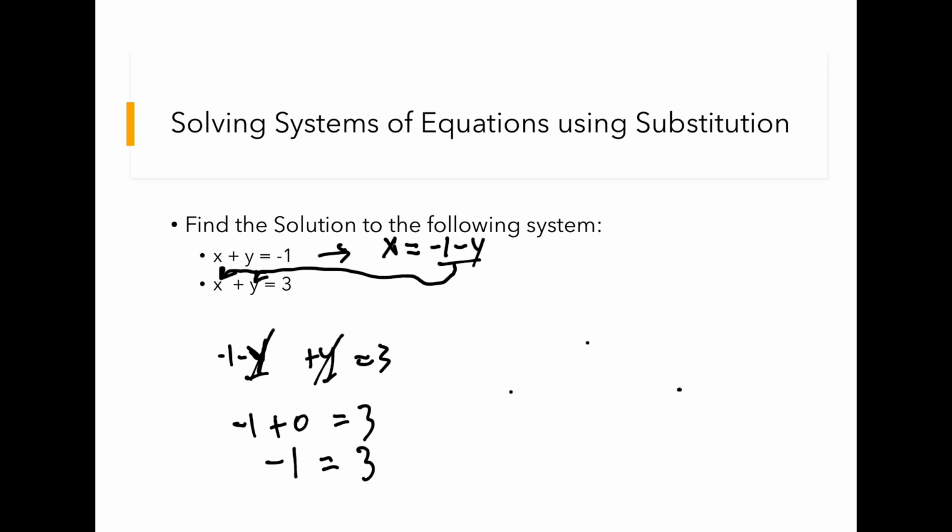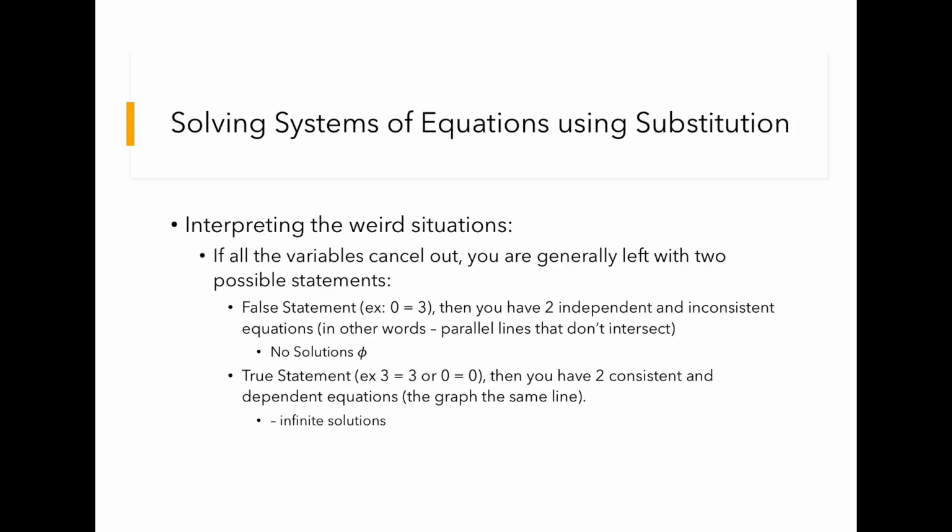So unfortunately, what happened here is my y values disappeared. And I'm left with this statement that negative 1 is equal to 3, which we know is not a true statement. That's a false statement. What does that tell me about my solutions? This is one of those weird scenarios that occur. Since they're kind of different and weird, I call them the weird scenarios or weird situations.